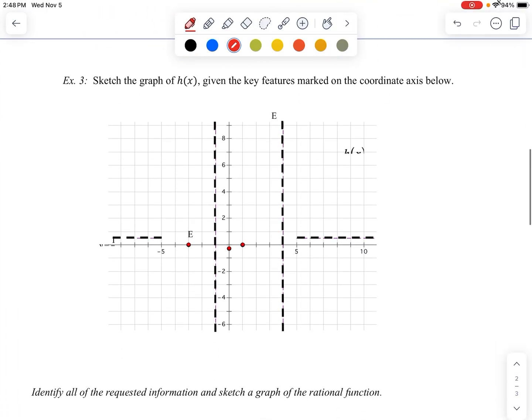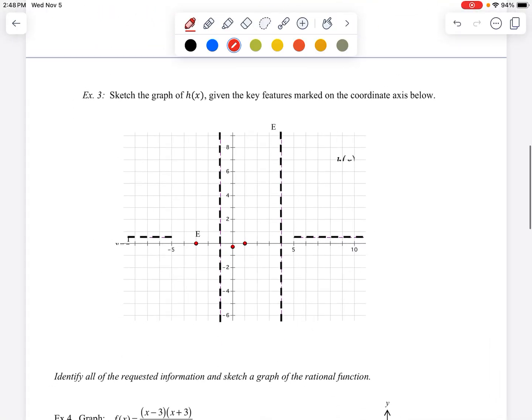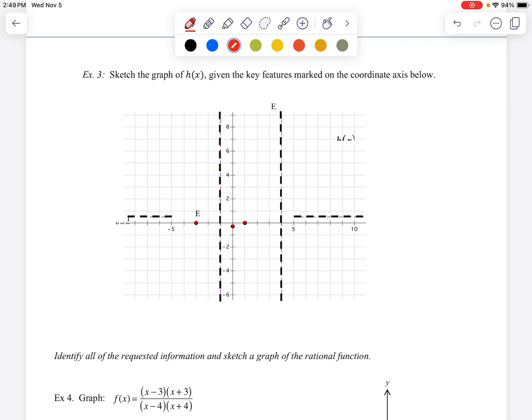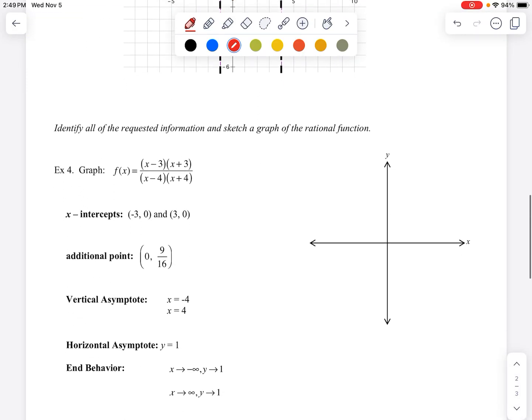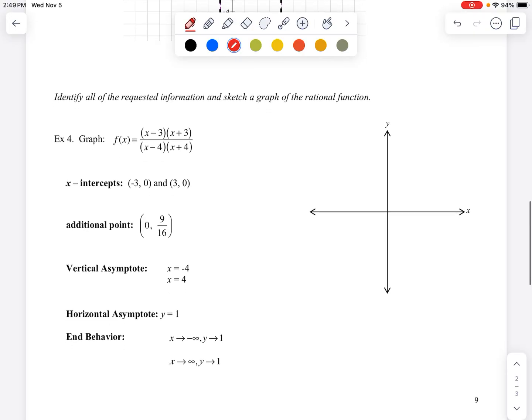And again, I'm moving kind of fast, but you can always rewind if you need to, or replay. Okay. Number 3 is very similar, so you can try that one. All right, so let's go to example 4.